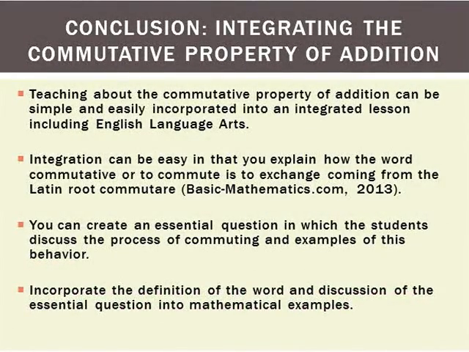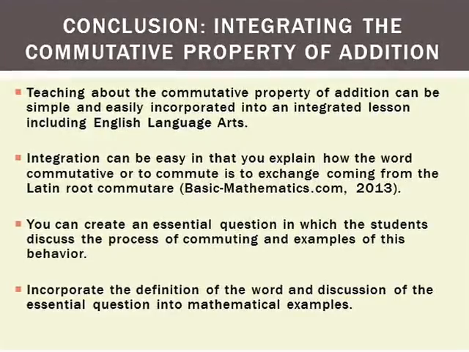Teaching about the commutative property of addition can be simple and easily incorporated into an integrated lesson including English language arts as well as other content areas. Integration can be easy in that you explain how the word commutative, or to commute, is to exchange, coming from the Latin root commutare. You can create an essential question in which the students discuss the process of commuting and examples of this behavior. And then you can incorporate the definition of the word and discussion of the essential question into mathematical examples.